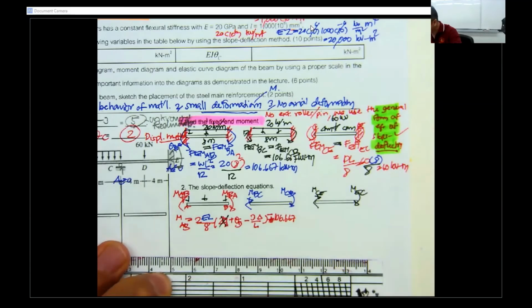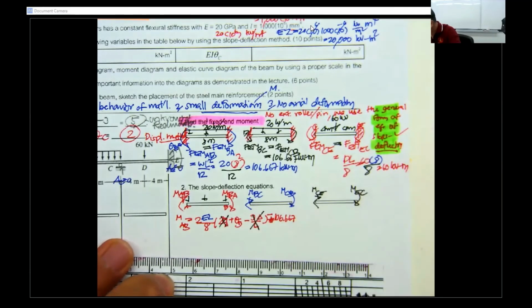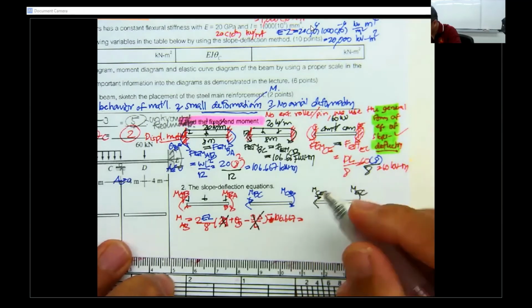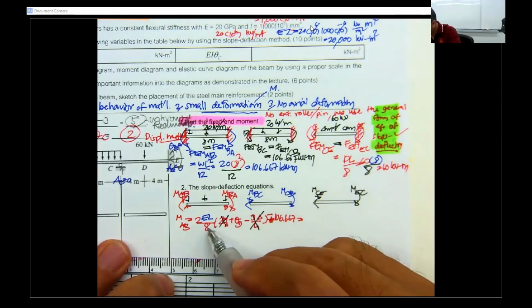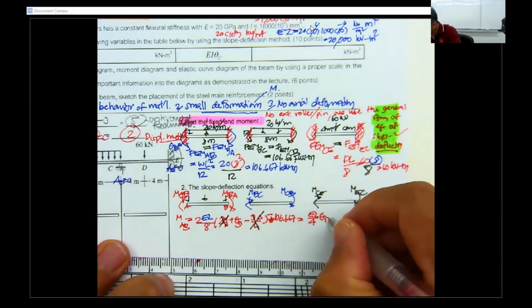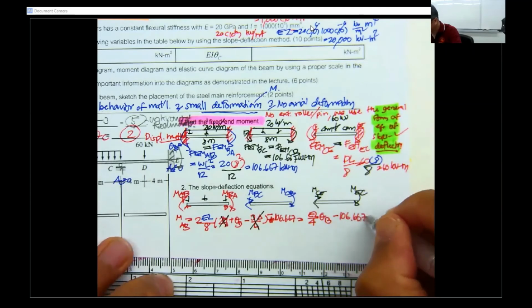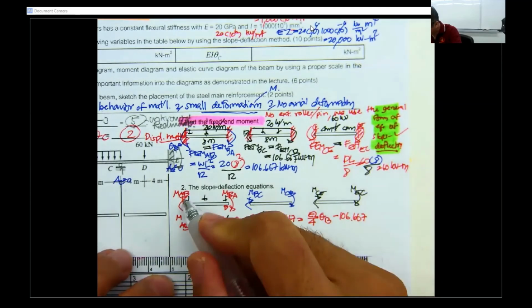Just cut it, and then the equation can be very simple. Equal to 2/8. That is going to be EI over 4 theta sub B and minus 106.667. That is going to be M sub AB.